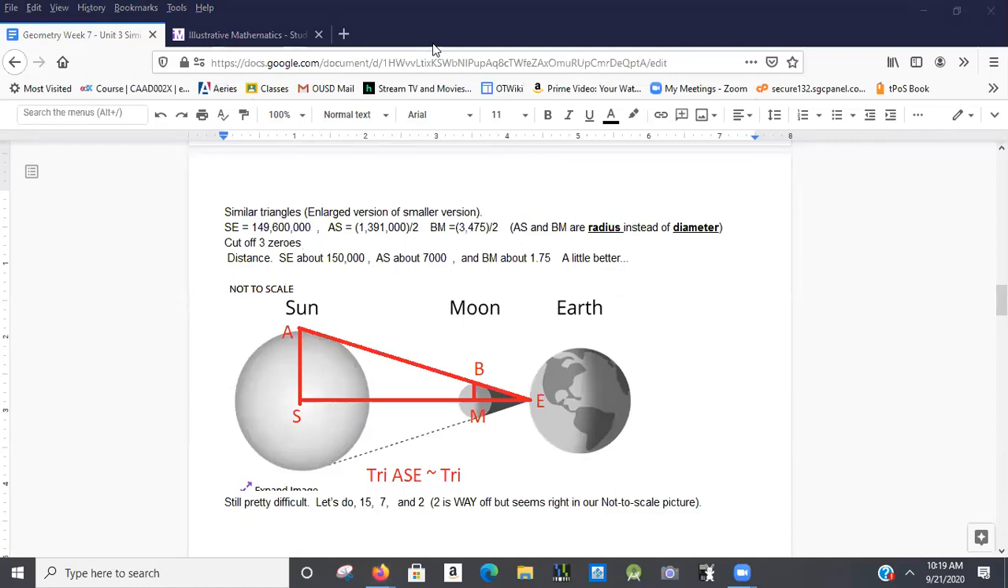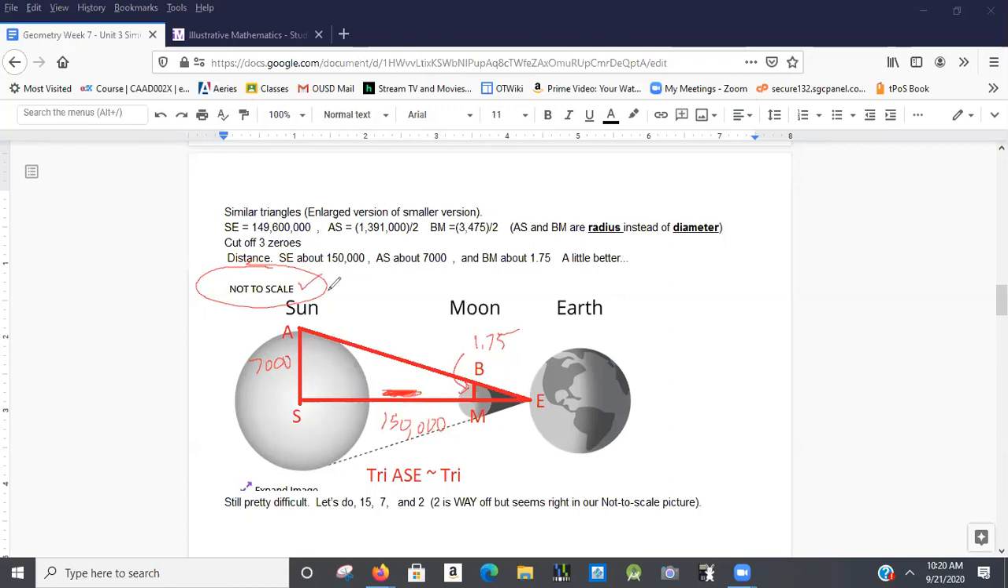This thing they gave us to start with seemed a little too difficult. So I'm going to say this long thing here is 150,000. This thing's about 7,000, and this little guy right here is about 1.75. Now notice this is not to scale, because otherwise that 1.75 and that 7,000 don't make sense in the same thing. This area here should be incredibly much longer. It should be way off the page for this to look to scale. So if the 1.75 and the 7,000 don't look right to you, it's because it's not to scale. But the triangles would be similar.